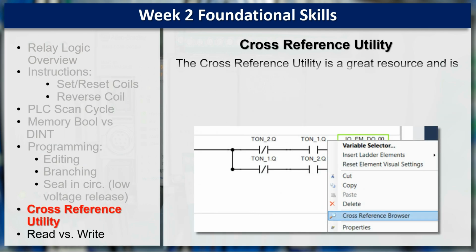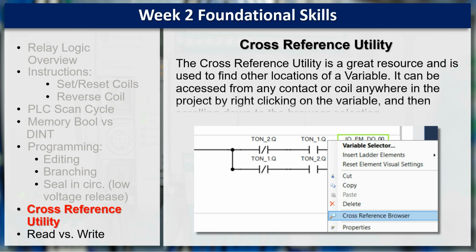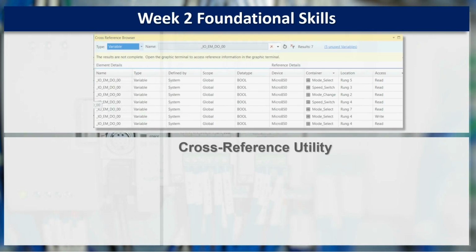When we duplicated our outputs, we ended up having unpredictable machine operation. You were introduced to something called the cross-reference utility. The cross-reference utility is a great resource and is used to find other locations of a variable. It can be accessed from any contact or coil anywhere in the project by right-clicking on the variable and then scrolling down to the browser selection.